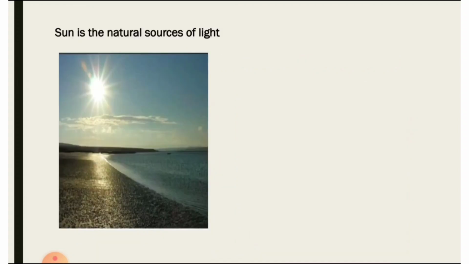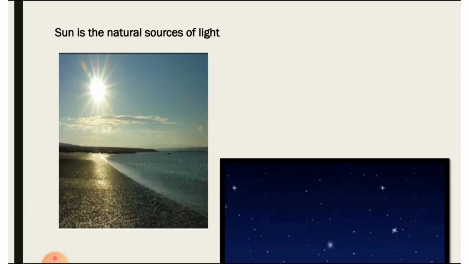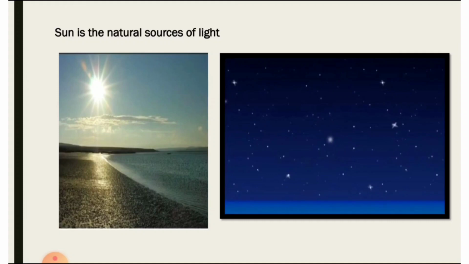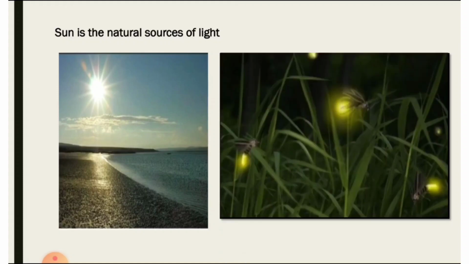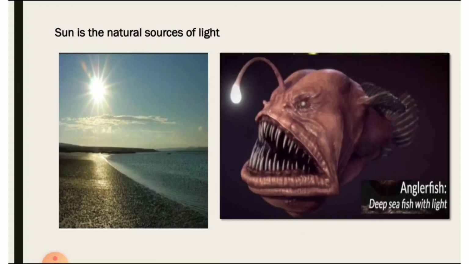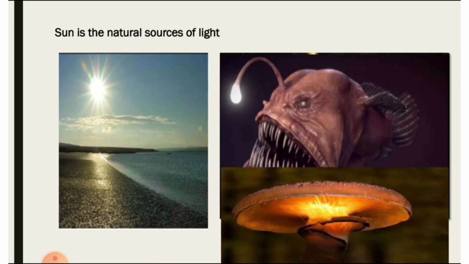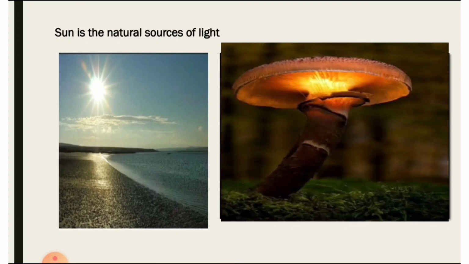The sun is the natural source of light. Others, like stars seen in the night sky, then fireflies, anglerfish, as well as honey mushroom, are some natural sources of light. Yes, they have natural light in them. These are some of the examples of natural sources of light.